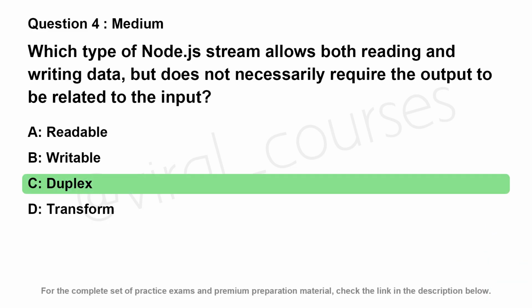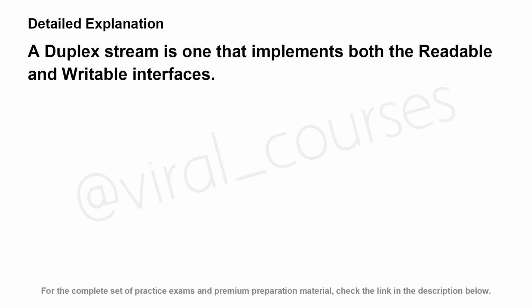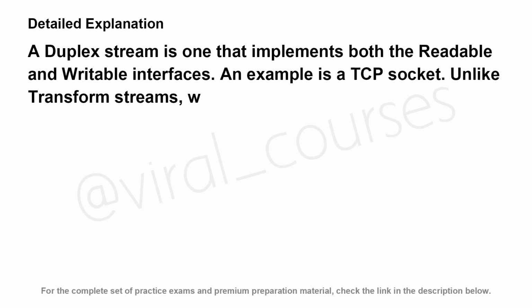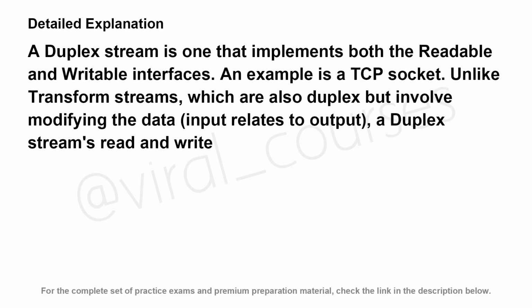The correct answer is C. A duplex stream is one that implements both the readable and writable interfaces. An example is a TCP socket. Unlike transform streams, which are also duplex but involve modifying the data where input relates to output, a duplex stream's read and write sides operate independently.